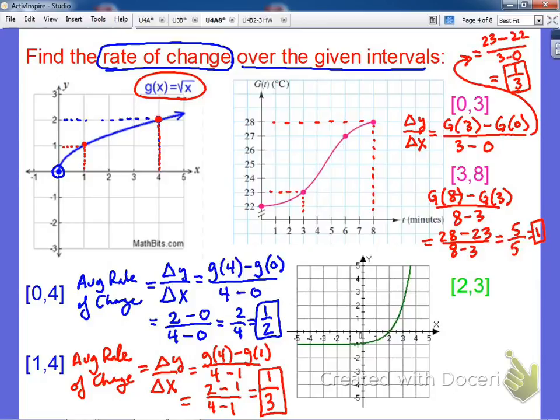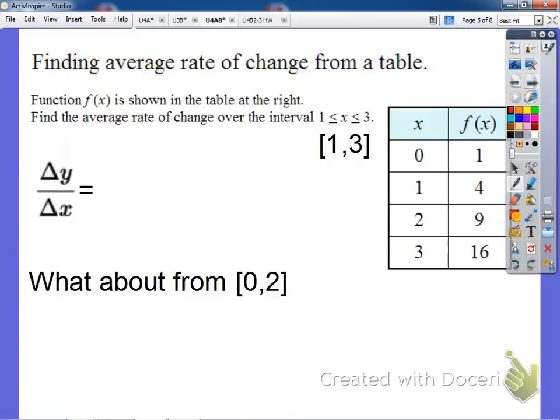Now I'm going to skip this last problem here. I'll let you do that on your own. Do you understand how to find the average rate of change from a graph? Okay. Now this formula that we're using works the same way, whether you're using a graph, a table, or an equation. So we're going to see that in the next couple examples.